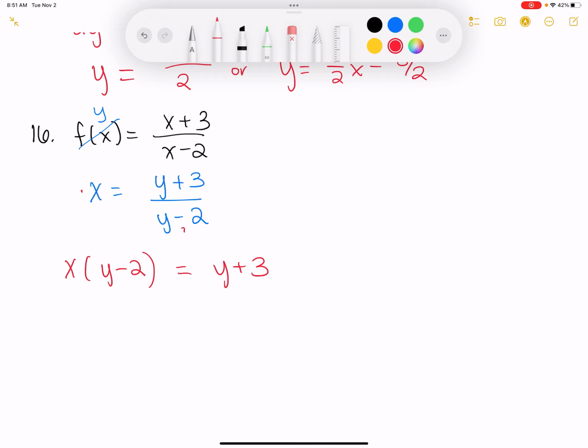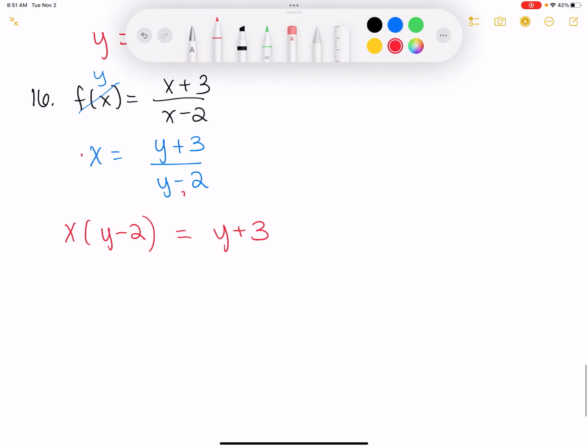I'm using my y's two different ways in this problem. All right, so now what do you think we need to do? Distribute first, and then subtract 3x? Nope, not yet. I lied. xy minus 2x is equal to y plus 3. Can you subtract 3? Nope. Get y by itself, right?